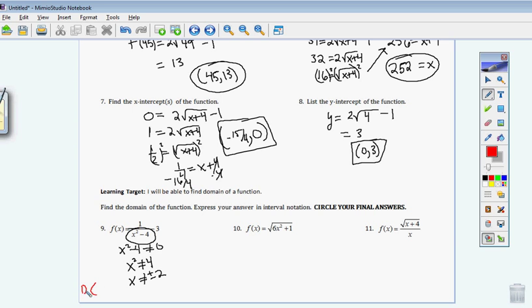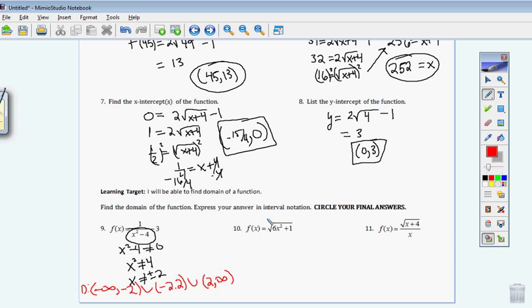So the domain here for number 9 is going to be negative infinity all the way up to that first value of negative 2, union negative 2 to 2, everything works in between those two, and everything works to the right of positive 2. Okay, so there's our domain of what does work.